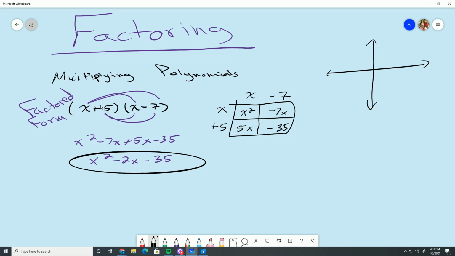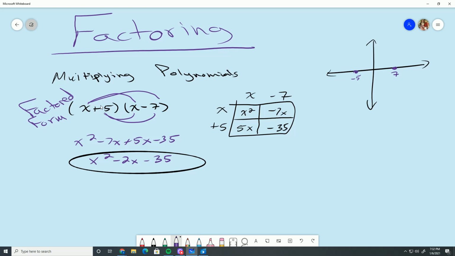So x plus 5 and x minus 7 tells me that I have x-intercepts. Think about it. Your x-intercept is going to be where your y's are 0. So in other words, what makes x plus 5 zero? Negative 5. What makes x minus 7 zero? A positive 7. So negative 5 and positive 7, notice they're just like the opposites. Since it's x plus 5, it's going to be at minus 5. Since it's x minus 7, it's going to be at plus 7. These are your x-intercepts for this parabola.